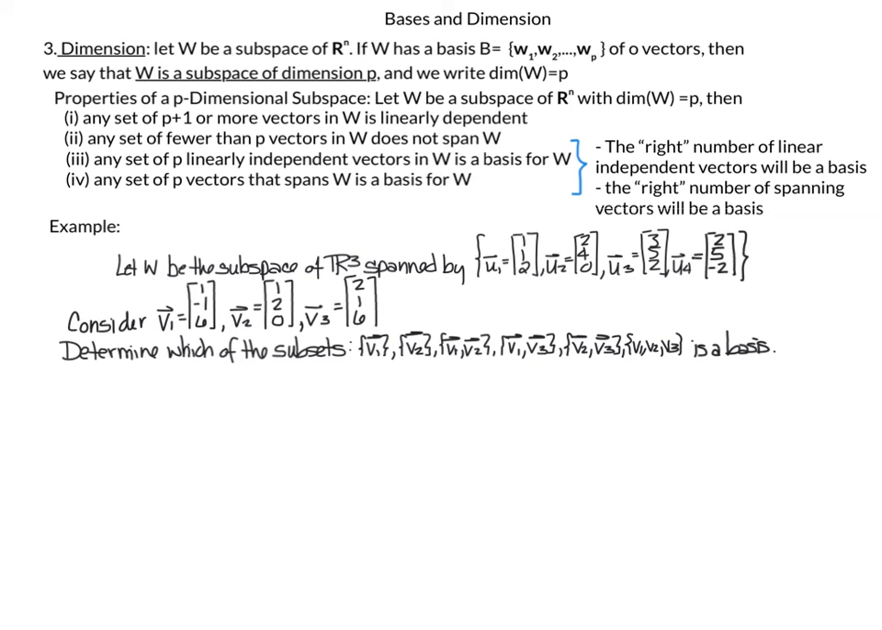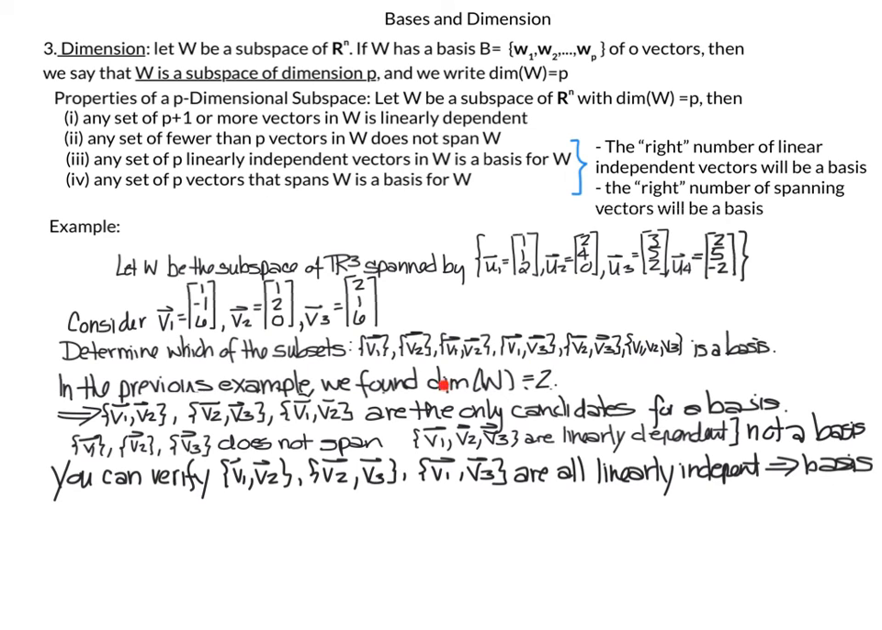Here we have our last problem using the same vectors from our last example, that u1 is equal to 1, 1, 2, u2 is 2, 4, 0, u3 is 3, 5, 2, and u4 is 2, 5, negative 2. We can consider the vectors v1 is equal to 1, negative 1, 6, v2 is 1, 2, 0, and v3 is equal to 2, 1, 0. We want to determine which of the subsets, v1 by itself, v2 by itself, or v1 and v2 together, or v1, v3 together, or v2, v3 together, or v1, v2, v3 is a basis. In other words, we're looking at all possible combinations to see which one could be a basis.